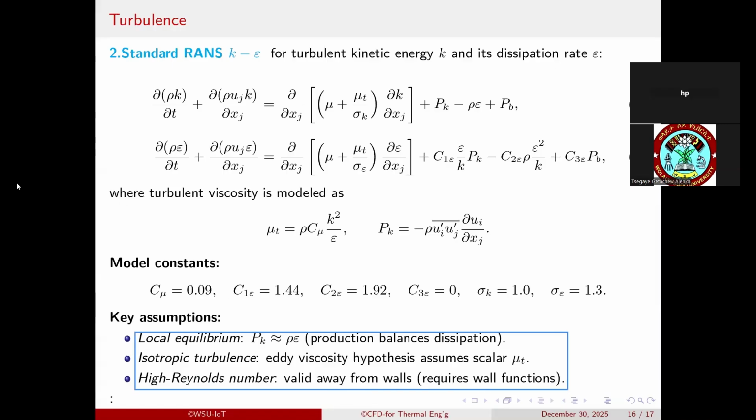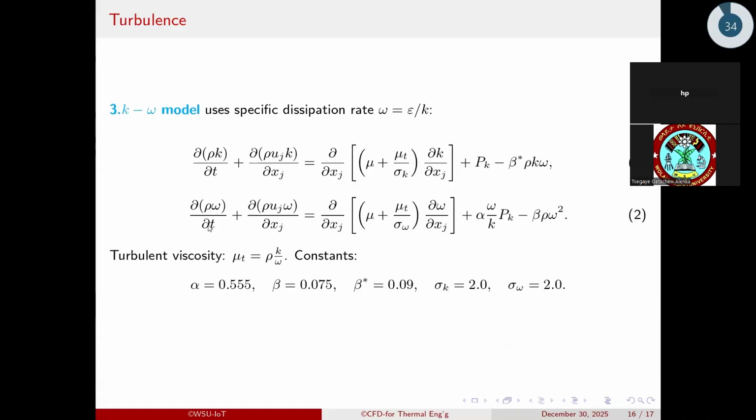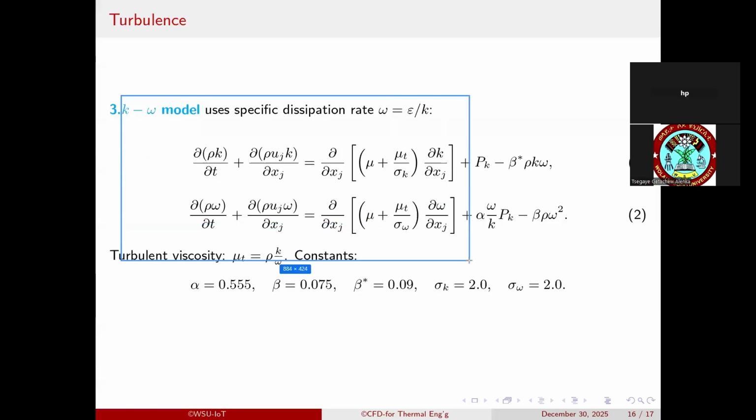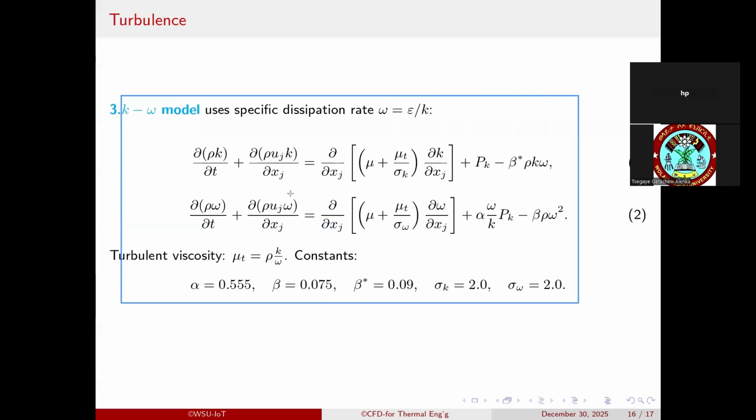The k-omega model helps to model swirling flows with strong curvature, anisotropy, and wall bounded flows with adverse pressure gradients.